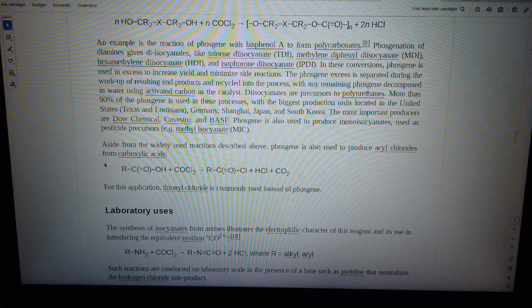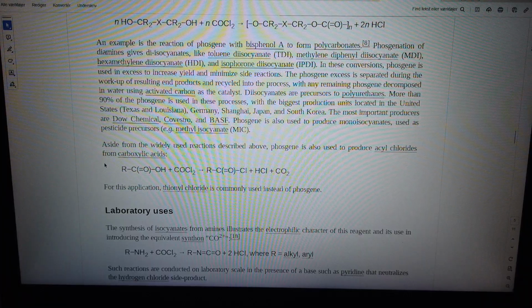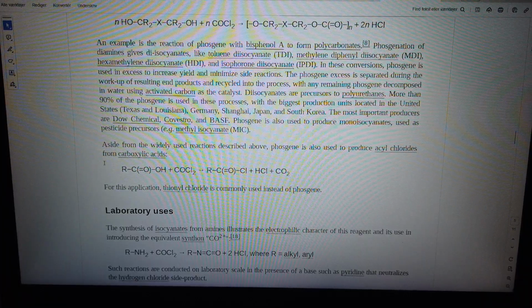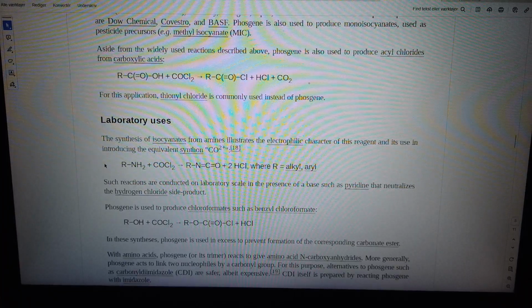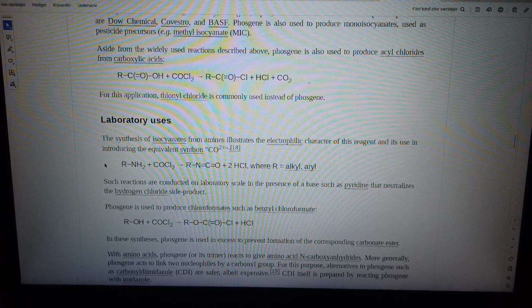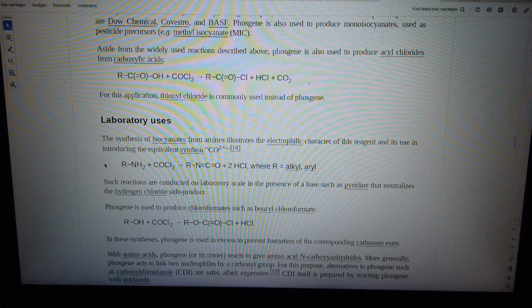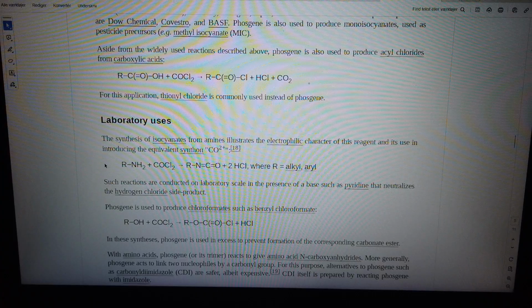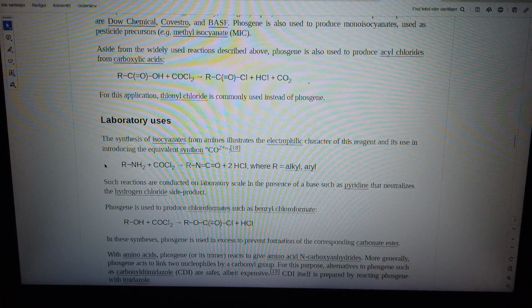Aside from the widely used reactions described above, phosgene is also used to produce acyl chlorides from carboxylic acids. RC(=O)OH plus COCl2 gives RC(=O)Cl plus HCl plus CO2. For this application, thionyl chloride is commonly used instead of phosgene.